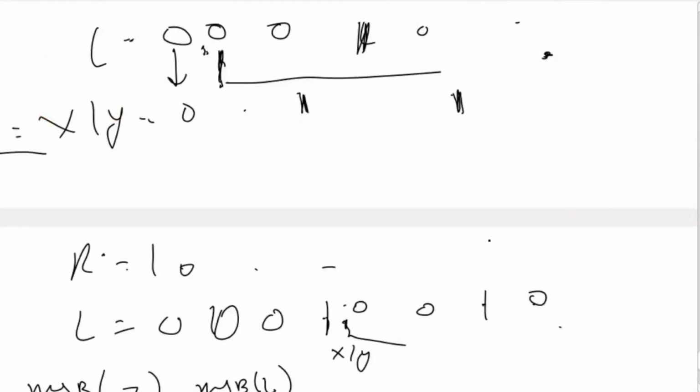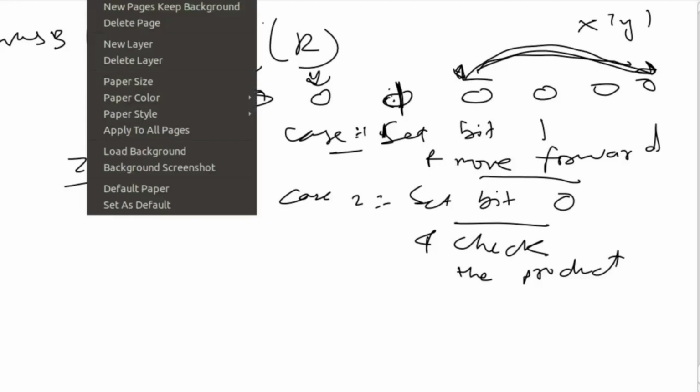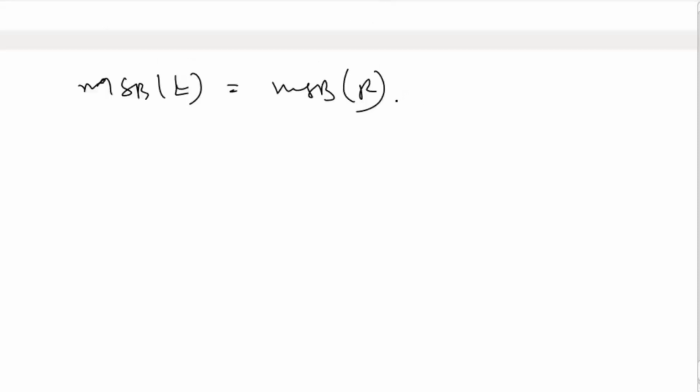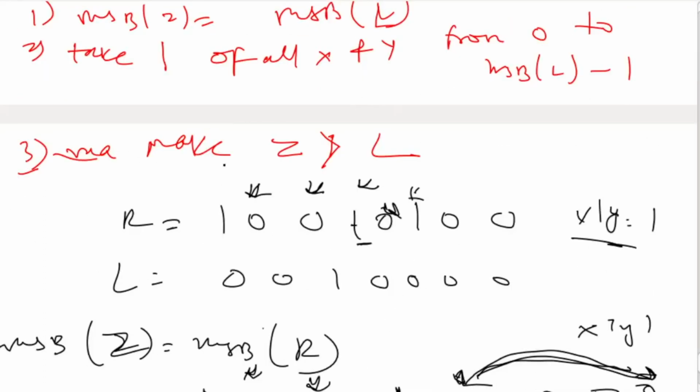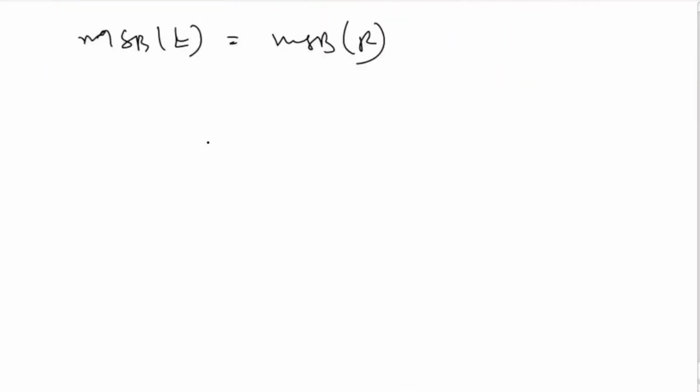Okay, now you might be wondering about this, what if MSB of L is equal to MSB of R? So in that case, you can't use the second step and you can't apply the first or third step, because if you apply the third step, it might be possible that our constructed Z is greater than R, and if we apply the first step, then it might be possible that our constructed Z is less than L.